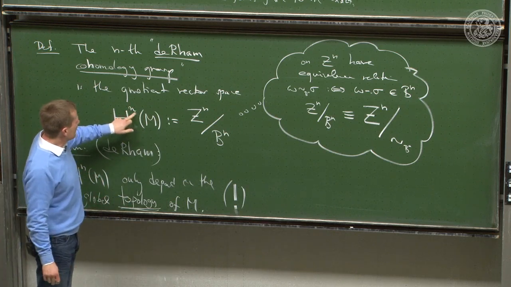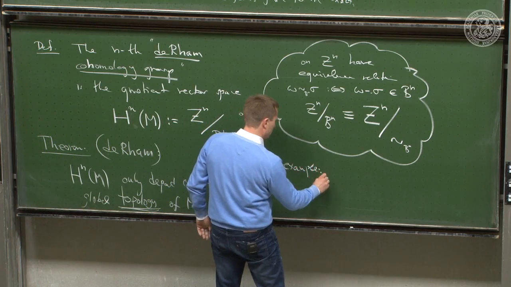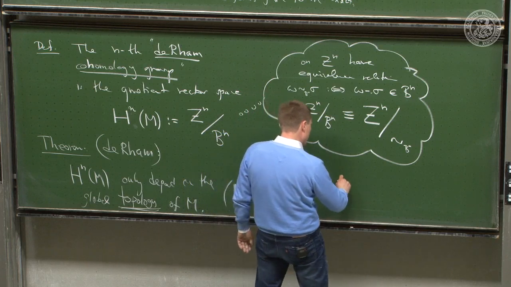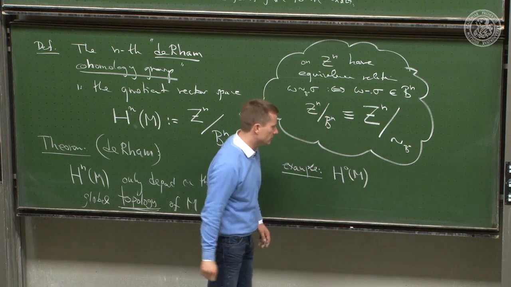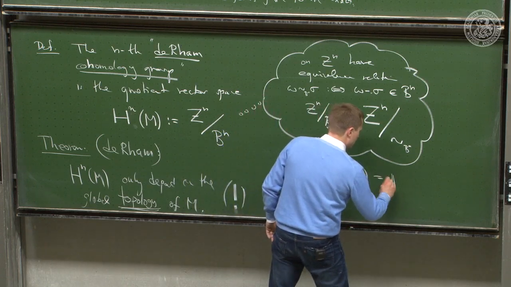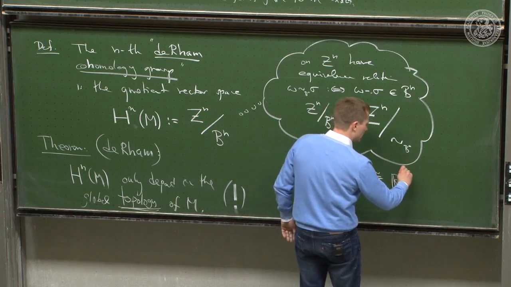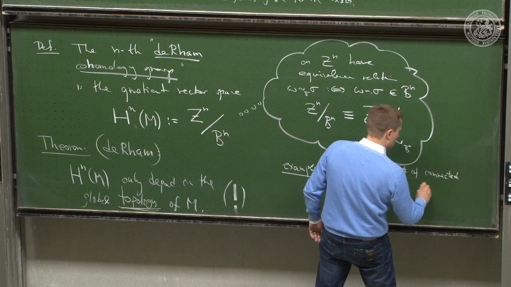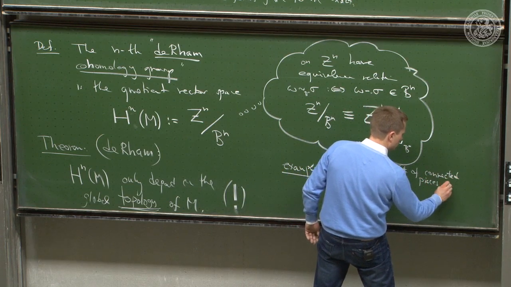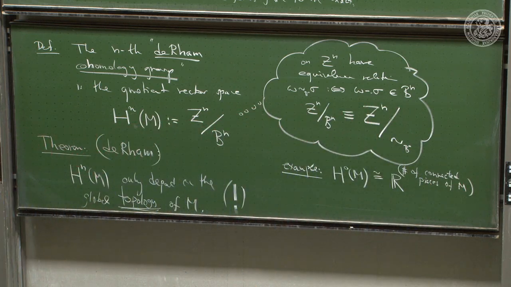If you put n equals 0, that gives H^n of M. So I just write as a remark or example. I'll put this on the problem sheet due to time reasons. The H^0 of some smooth real manifold is actually isomorphic to R to the number of connected pieces of M. Okay? It's the number of connected pieces of M.